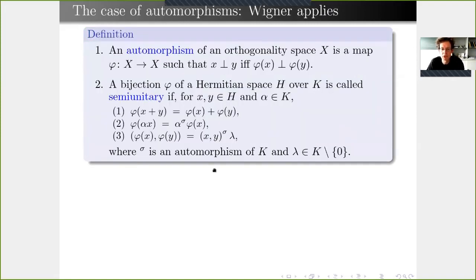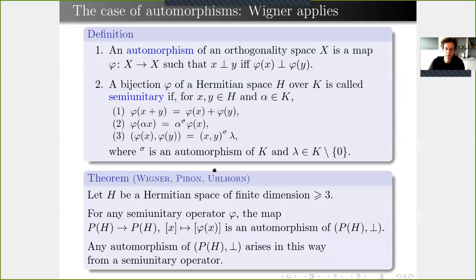However, the situation is as follows. When considering automorphisms of orthogonality spaces, the situation is quite pleasant, and we have a Wigner-type theorem. A bijection of a Hermitian space is called semi-unitary if it is additive and semilinear, which means that there's some automorphism of the field, and if you pull out some constant factor, then this automorphism applies, and the inner product is preserved up to this automorphism and a factor. By the theorem of Wigner and the version of Piron or Uhlhorn, whatever you like, we have a nice correspondence between the automorphisms of the orthogonality space arising from some Hermitian space on the one hand, and the semi-unitary operators on this Hermitian space on the other hand.